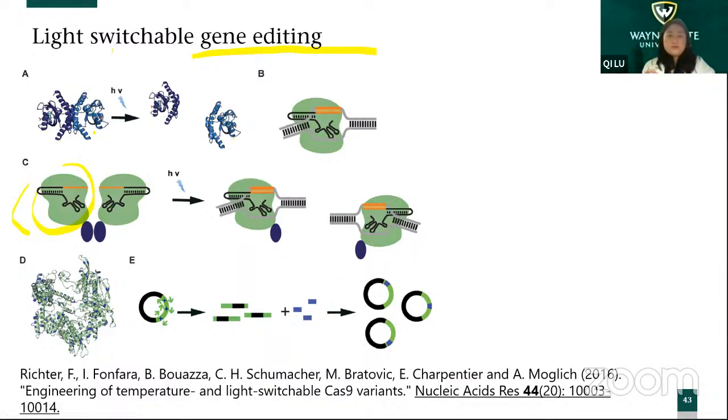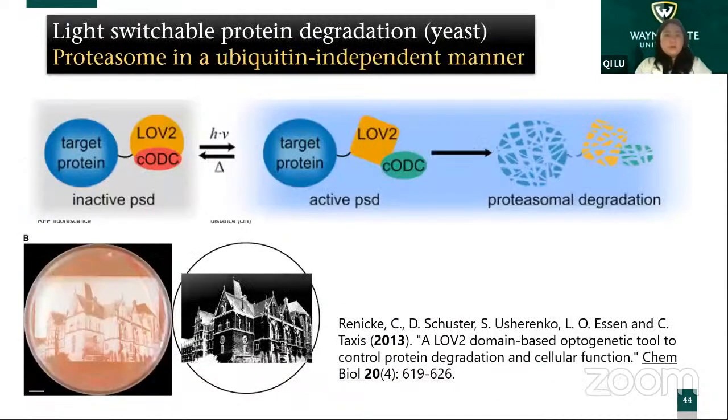So there are different designs. Some, the blue light can cause them to form a dimer, and some can separate them.